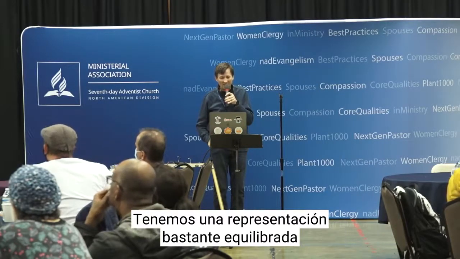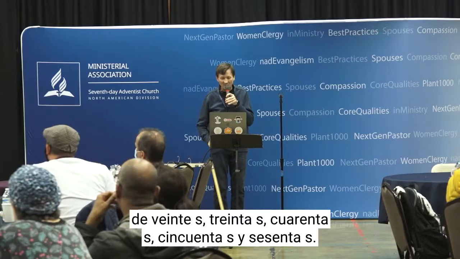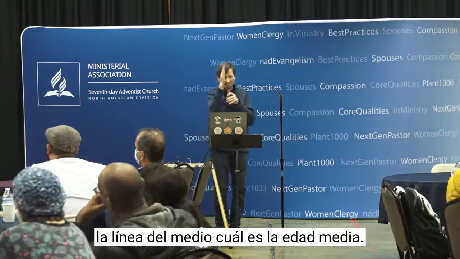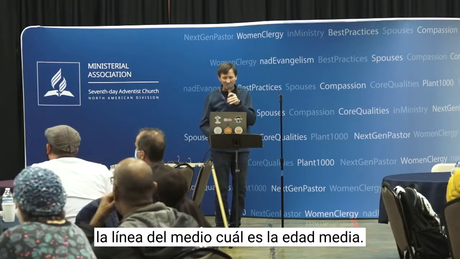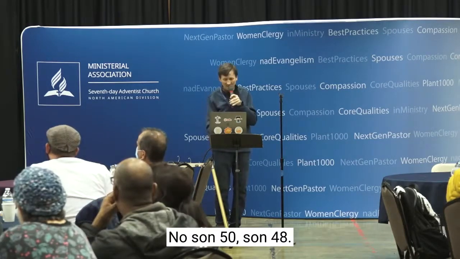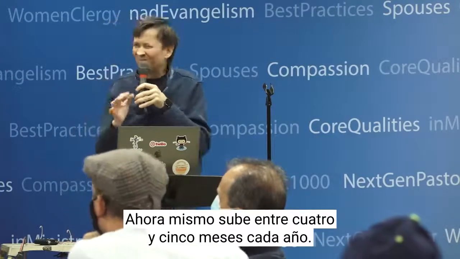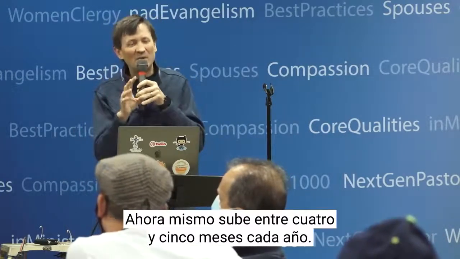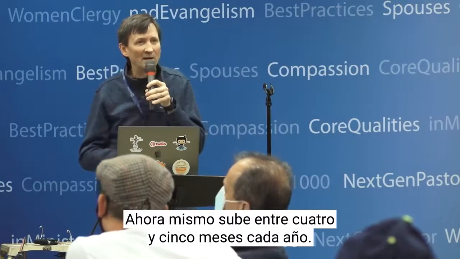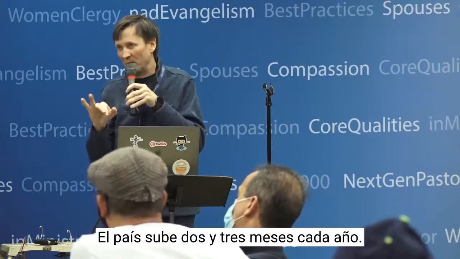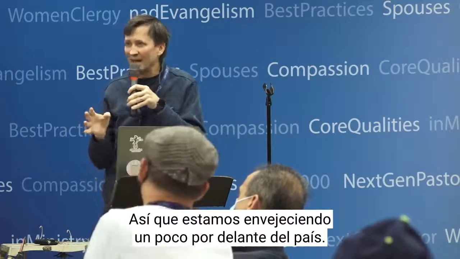We have fairly even representation from 20s, 30s, 40s, 50s, and 60s. And you can pretty much guess by dropping a line down the middle what the median age is. It's not 50. It's 48 right now. It's going up between 4 and 5 months every year. The country is going up by 2 and 3 months every year. So we're aging just a little ahead of the country.